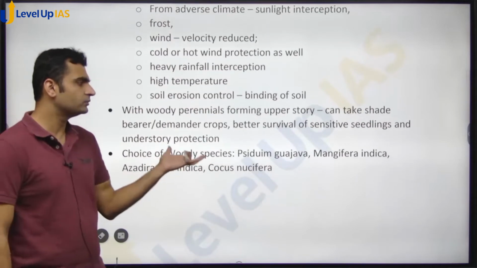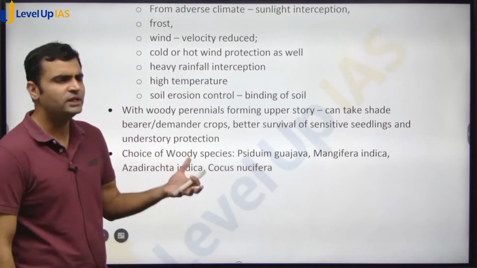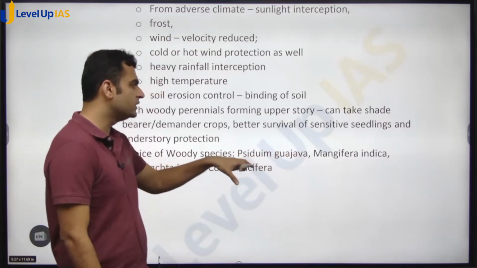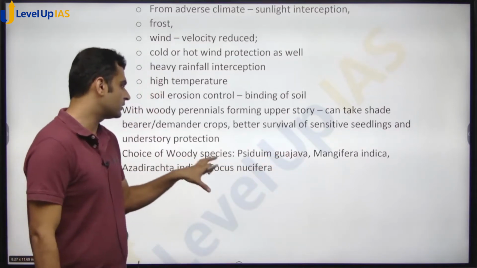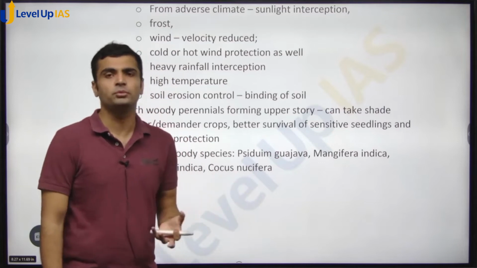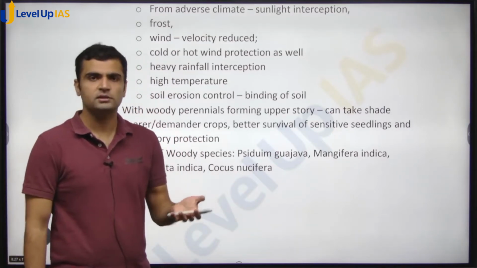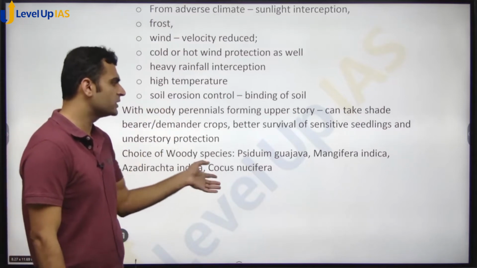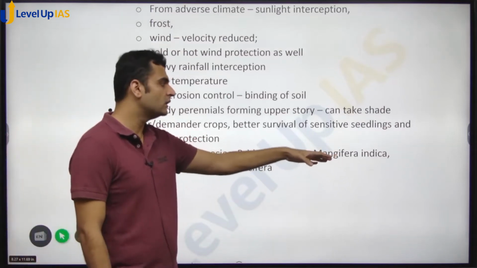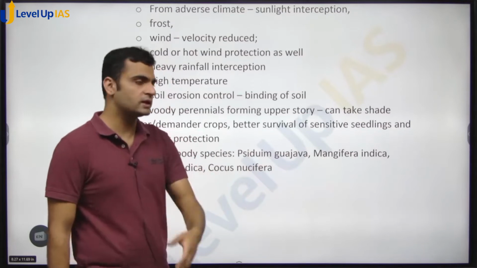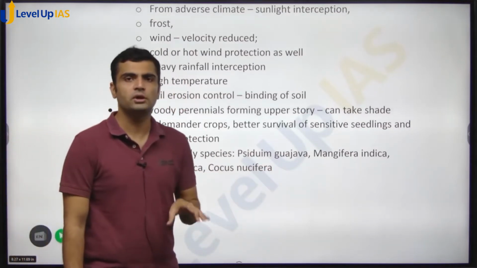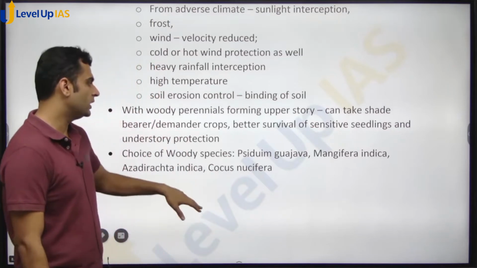And choice of woody species, so any woody species you can mention, but these are basically Mangifera indica, Psidium guajava, Azadirachta indica, Cocos nucifera. These are the popular woody perennials that are taken in case of home gardens or woody hedgerows. Especially home gardens are very popular in the Konkan region, as I said, in Ratnagiri. Mangifera indica, Cocos nucifera, these are the popular species in woody perennial systems.